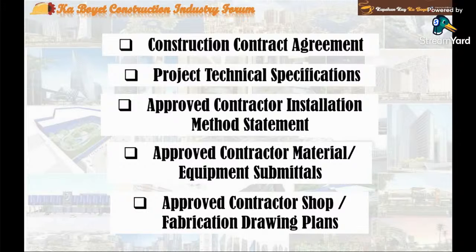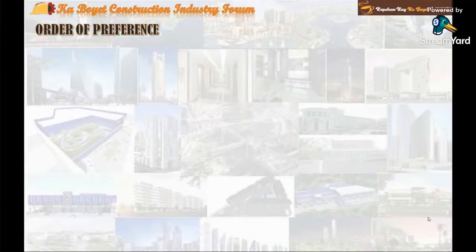Now, in the event of any inconsistency and or conflict between the provisions of any of these inspectorate reference documents, the inconsistency is normally resolved by the project architect, engineer, and or consultant giving preference to all related documents in the following order.